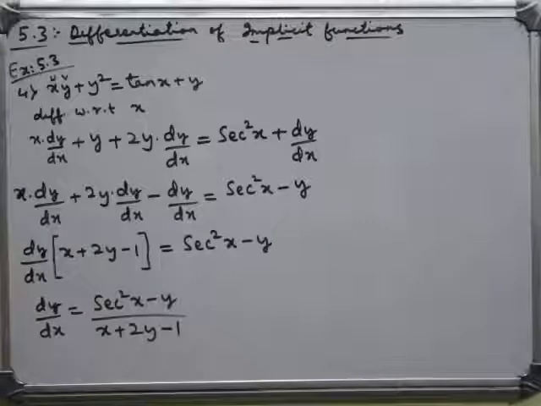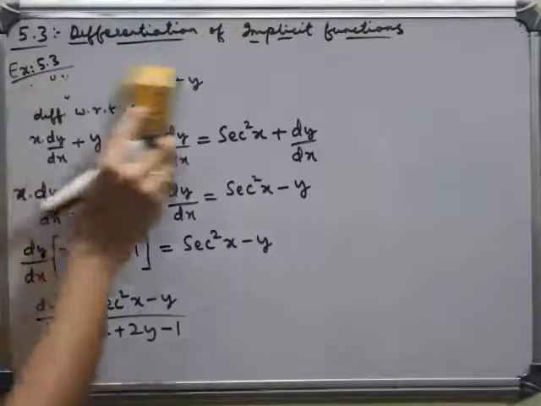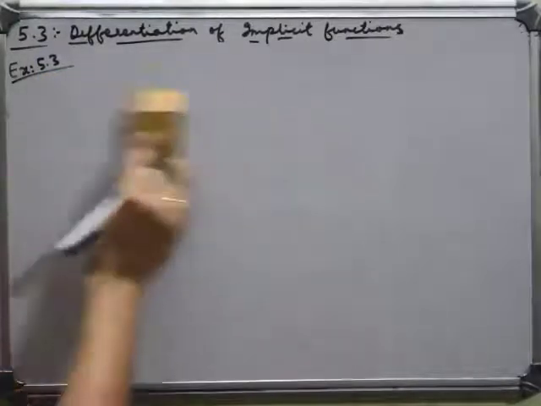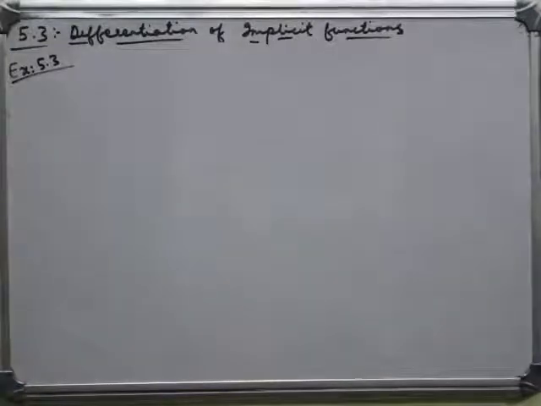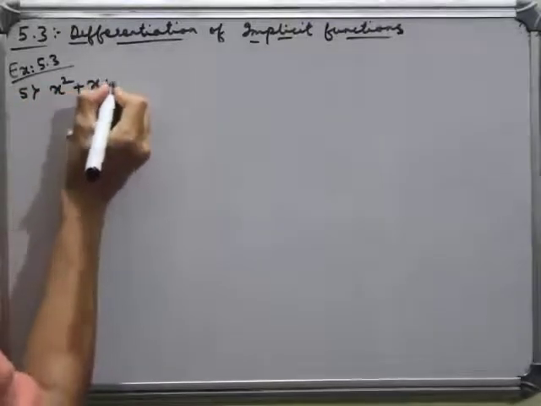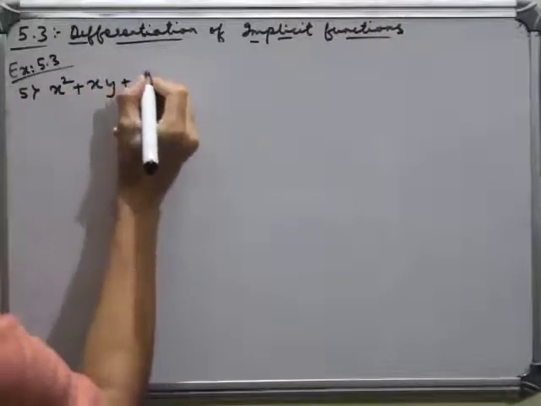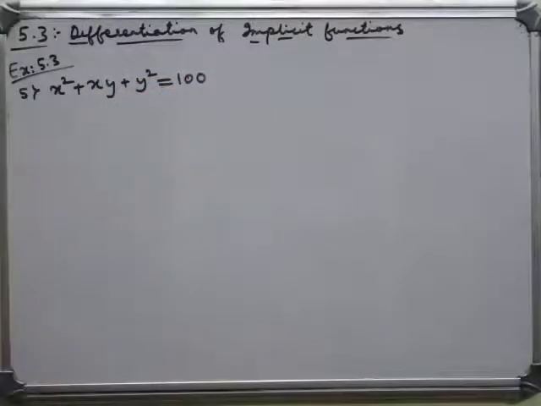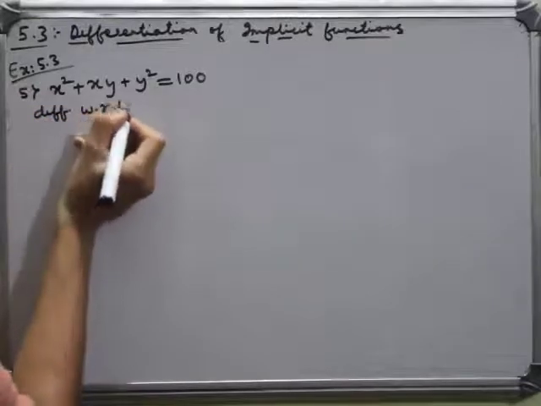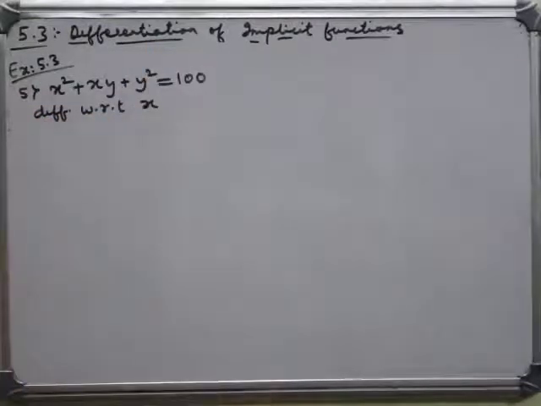Okay, question number 5. Question number 5 says x square plus xy plus y square is equal to 100. Okay, so let us solve this. So as usual, write the first step, differentiating with respect to x.